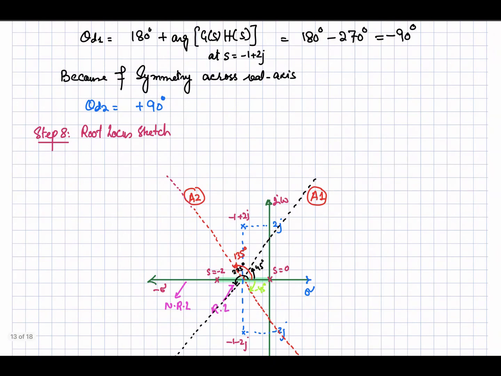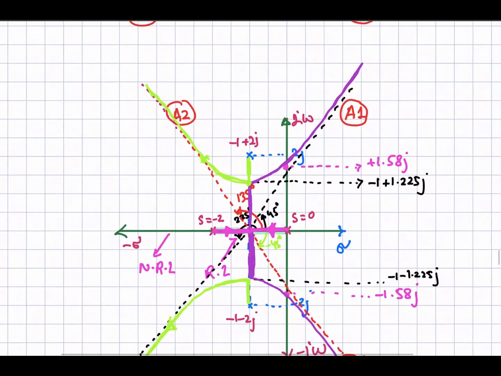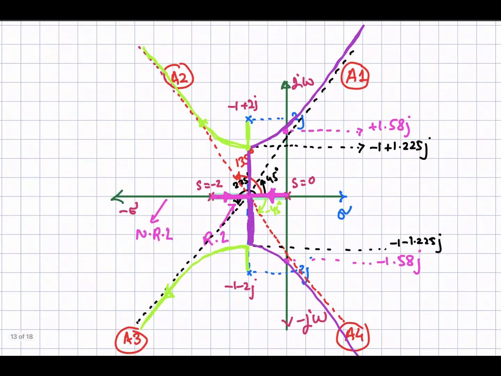This pole is to depart at minus 90 degrees, so this will move like this, and this pole from its position will move like that at plus 90 degrees. This will move at minus 90 degrees, which means it will move in the downward direction, and this pole will move in the upward direction. Now let's look at the root locus.